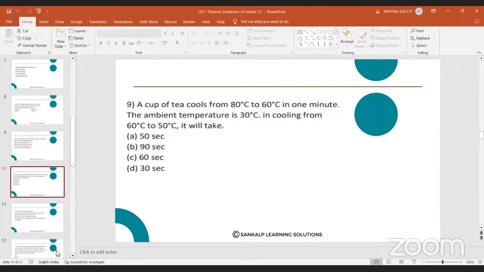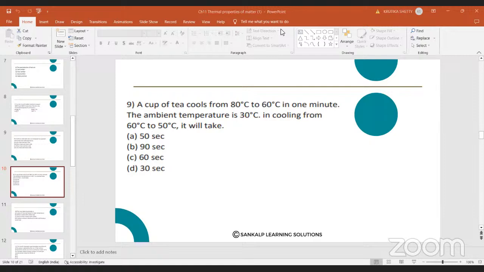A cup of tea cools from 80 degrees Celsius to 60 degrees Celsius in 1 minute. This is based on Newton's law of cooling, right? The ambient temperature is 30 degrees Celsius. In cooling from 60 degrees Celsius to 50 degrees Celsius, it will take 50 seconds, 90 seconds, 60 seconds, or 30 seconds. In 1 minute, it is converting from 80 to 60. So how much time will it take to go from 60 to 50, they are asking.